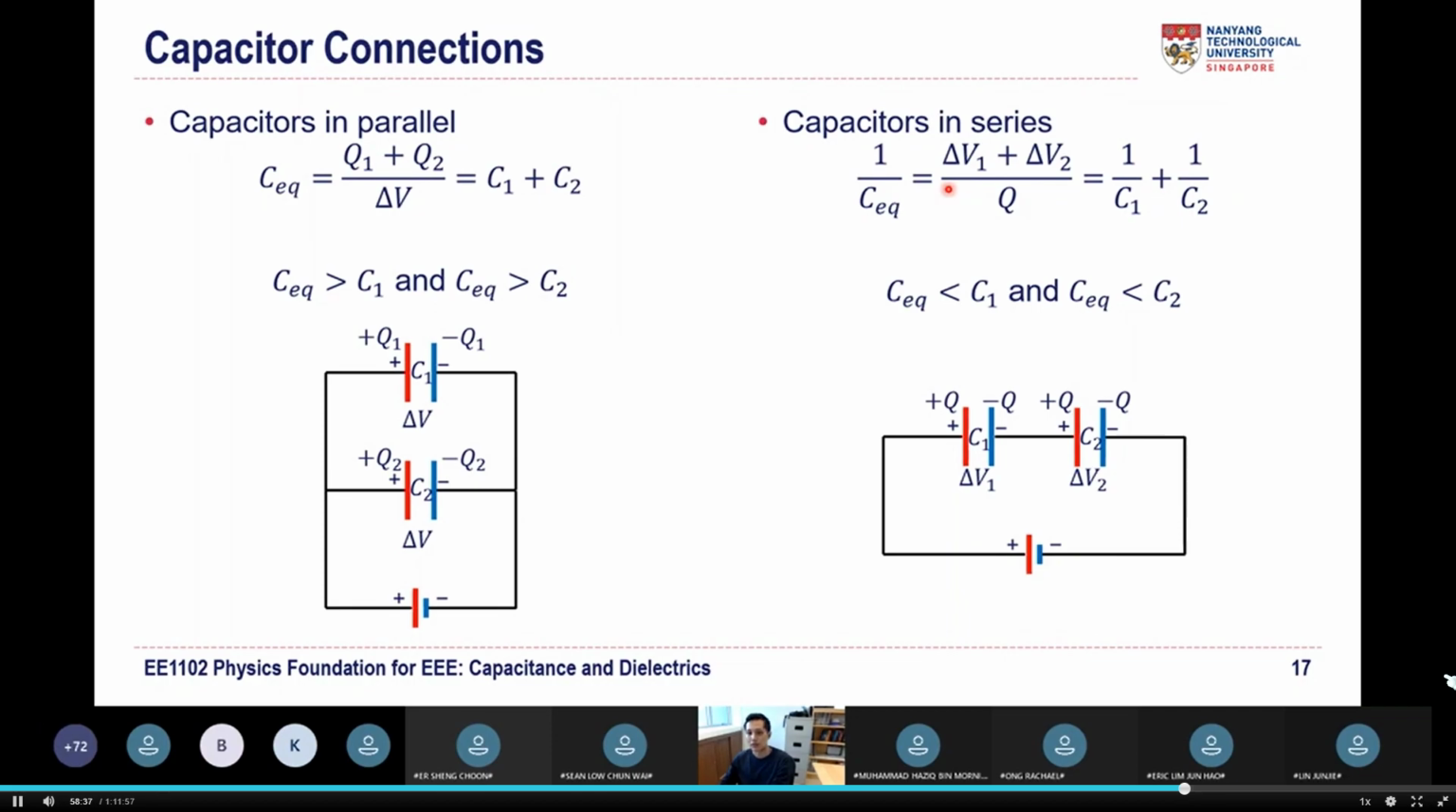And when you formulate this, it becomes that for capacitors in series, the inverse of the equivalent capacitance is the inverse of C1 plus the inverse of C2, and so on. And in this case, if you do this calculation, you will always see that the equivalent capacitance is smaller than C1 and also smaller than C2.